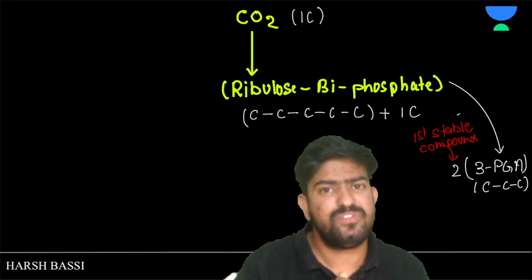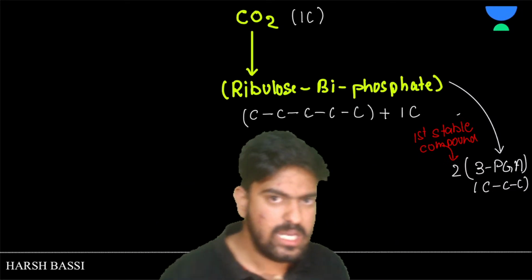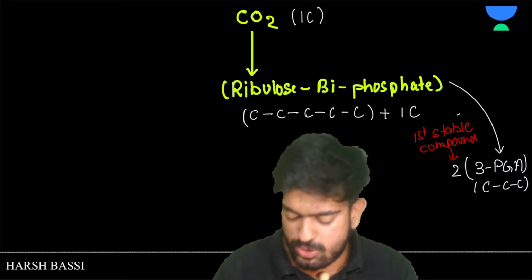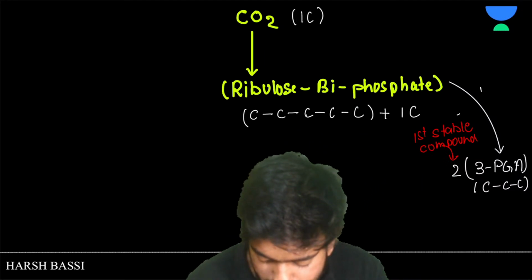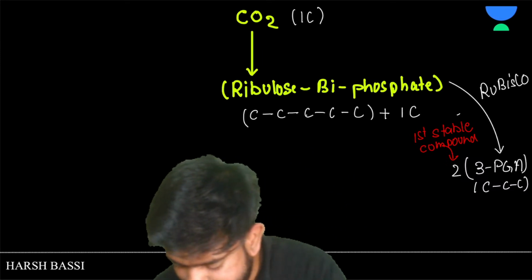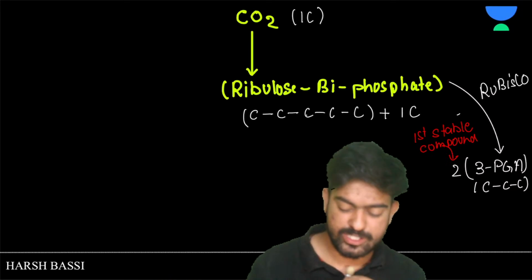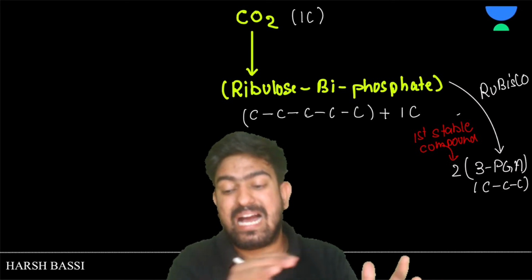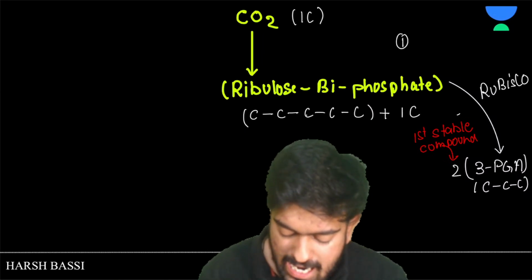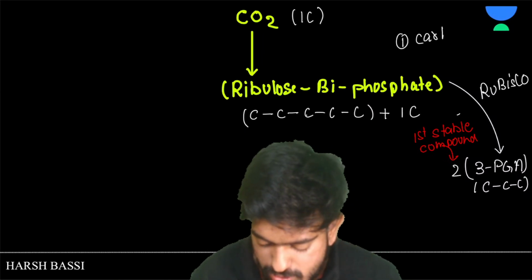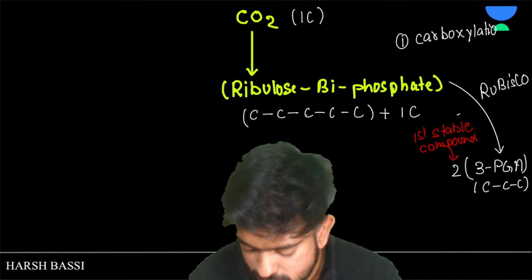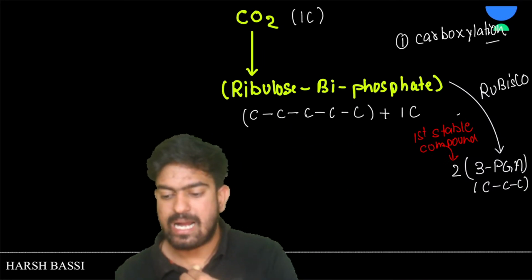Now, to do this, we need enzymes. Obviously, to do these cycles, we need enzymes. So the enzyme which we are going to use here is Rubisco. Clear? Great. Now what? This step is known as carboxylation. This step is known as what? Carboxylation. Okay, everyone? This step is known as carboxylation.